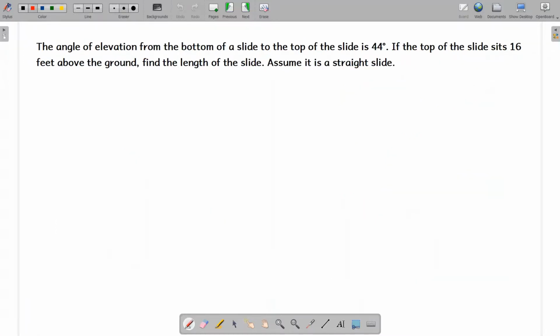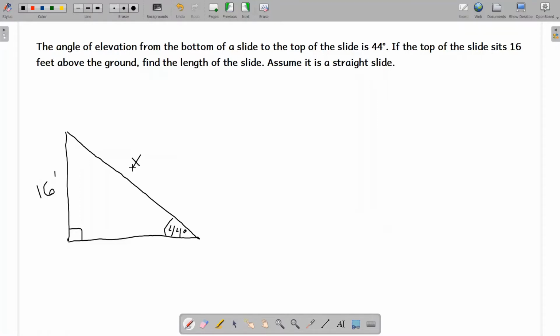Again, the angle of elevation from the bottom of a slide to the top of a slide is 44 degrees. So we have a basic triangular slide here. Imagine this is your ladder, this is the actual slide, and this is just the other leg of the triangle that makes. So the angle of elevation from the bottom of the slide to the top would be this angle here. So it's telling us that that angle is 44 degrees. It tells us the top of the slide sits 16 feet above the ground, so that would be this side. And we are looking for the length of the slide. Now, the part that you actually slide on would be the hypotenuse in this case. So we're looking for this.